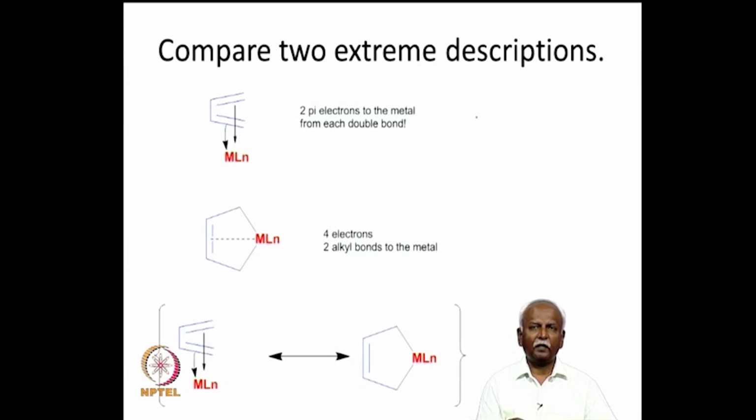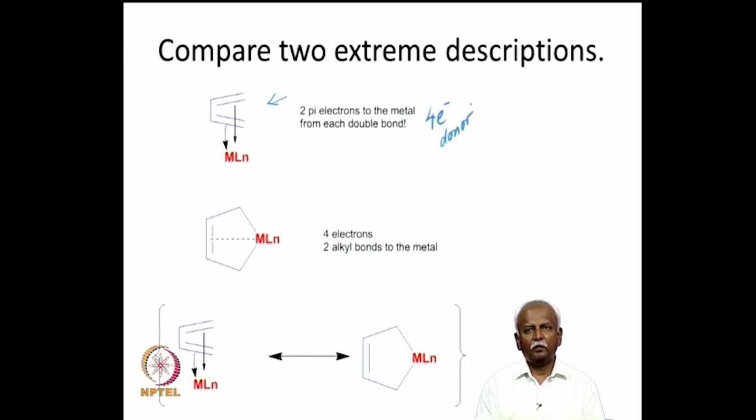So, let us compare the two extreme descriptions of how a metal can interact with the butadiene unit. In the first description, we just have a pi type interaction, the pi bond of the butadiene interacting with the metal in a simple sigma donor fashion. That means the two pi bonds donate electron density to the metal, and this is the primary interaction. If this is the only or primary interaction, 2 pi electrons to the metal are given from each of the double bonds. So, in total it is a 4 electron donor.